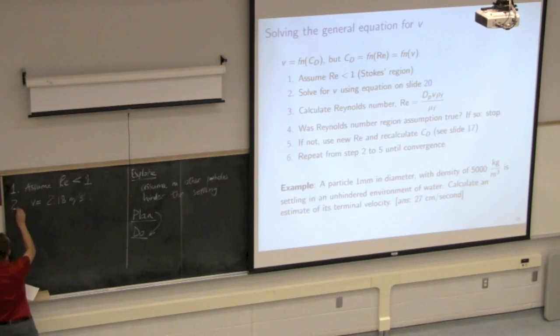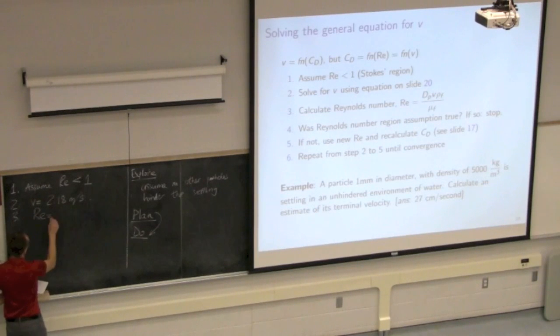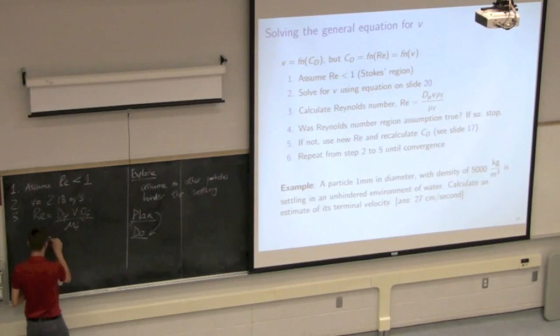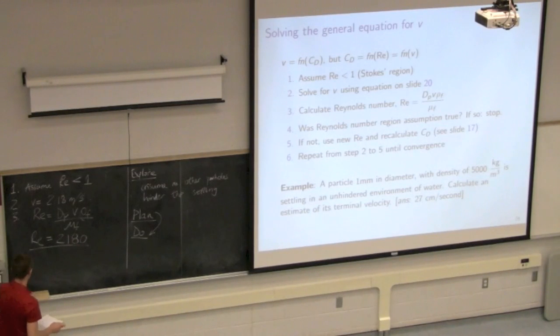Then let's calculate the Reynolds number. So that is step two. Step three is to calculate Reynolds number with that velocity of 2.18 meters per second, and knowing the diameter of the particle which is given to us, the velocity which is calculated, the density of the fluid and the viscosity of the fluid which we know, we can calculate that Reynolds number as 2180. So Reynolds number is much, much greater than what we had originally assumed. So we don't follow step four, we're not complete yet, so let's go recalculate our drag coefficient.